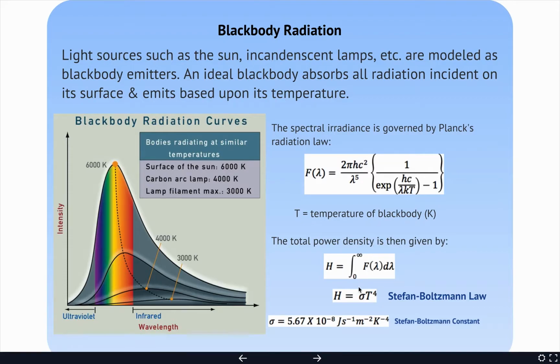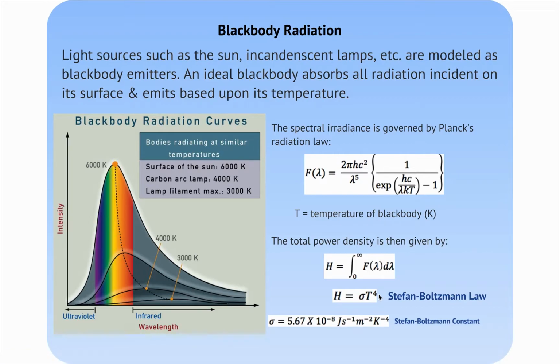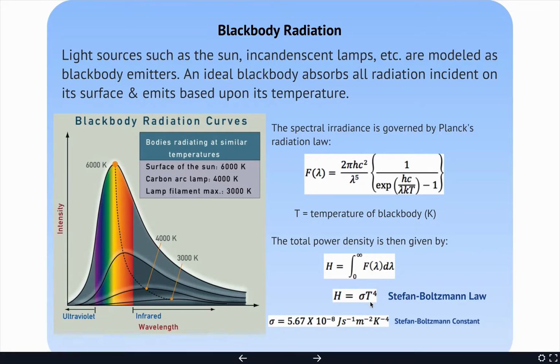Now you can see that the power density emitted by a black body is proportional to the 4th power of its temperature. That's a pretty significant dependence, right? The hotter things will emit a lot more power, will have a lot more power density than colder things by a huge amount because of this T raised to 4. So just keep that in mind.